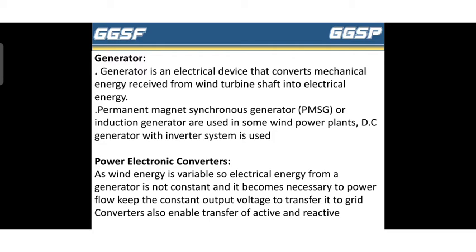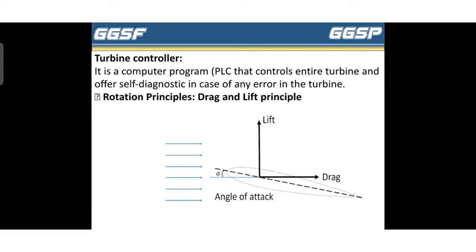Power electronics controlled converters. As wind energy is variable, the electrical energy from a generator is not constant, and it becomes necessary to keep the output voltage constant to transfer power to the grid. Converters also enable transfer of active and reactive power.